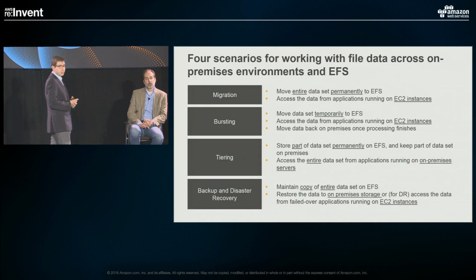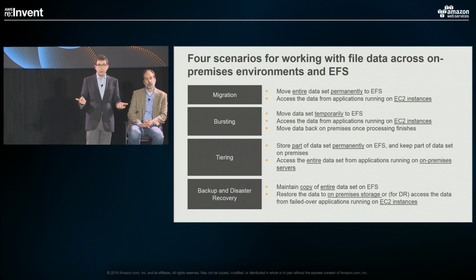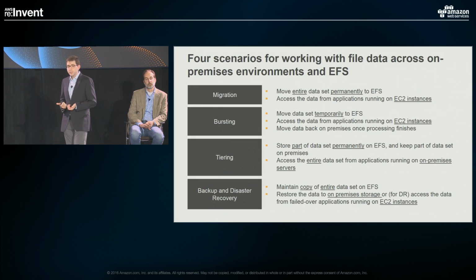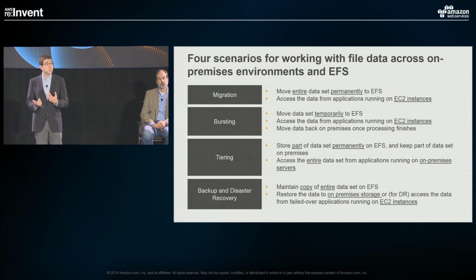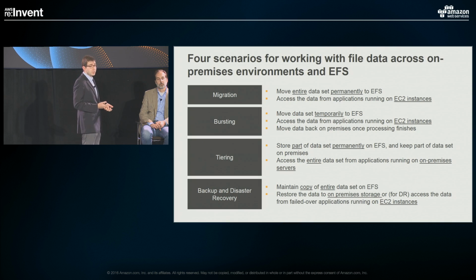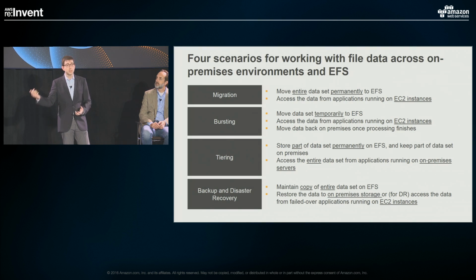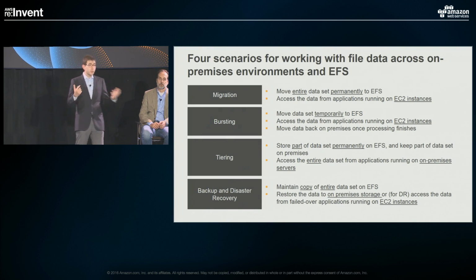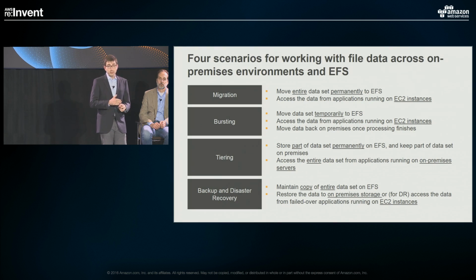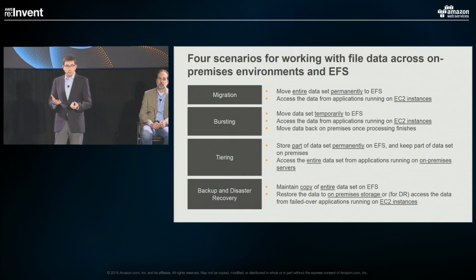And then before talking about the next feature, which is the one that we're announcing today, let me set the stage by talking about how customers typically think about bridging data between on-prem and EFS. Customers typically think about 4 scenarios for working with file data across their on-prem environments and EFS. One is migration, where they want to move their entire data set in their application onto AWS, and then run the application on EC2 instances using data in EFS.